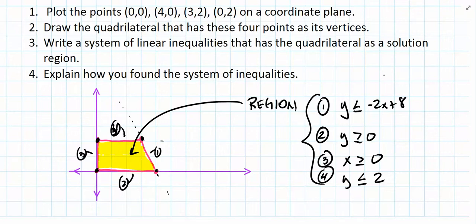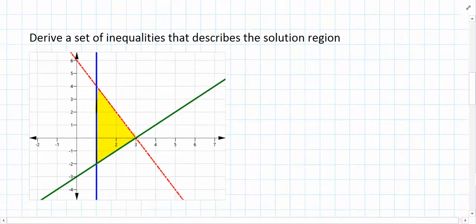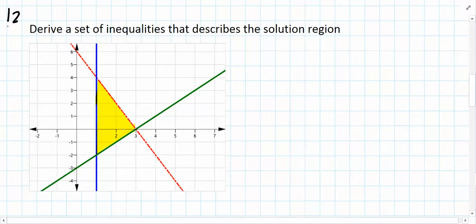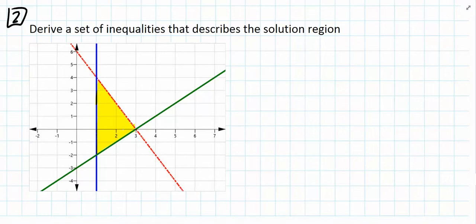All right, so let's apply this here. In your groups, can you give me a set of inequalities, like the second box here, that would describe this region? Notice which lines are dashed and which lines are solid. That's what I'd like you to do right now.